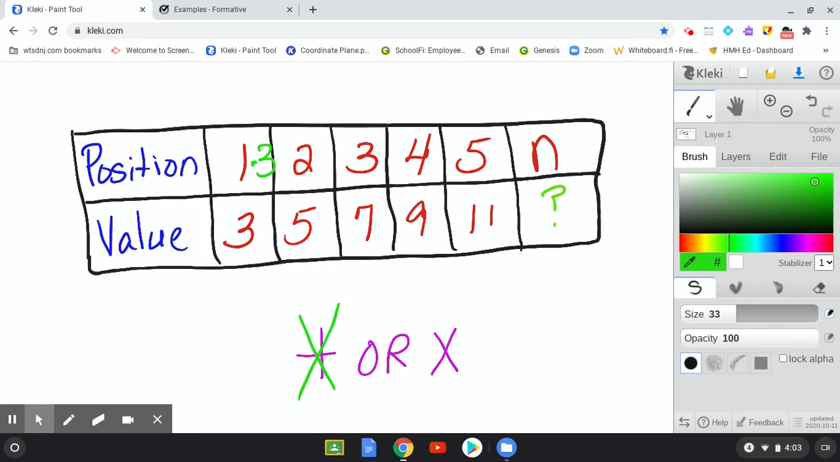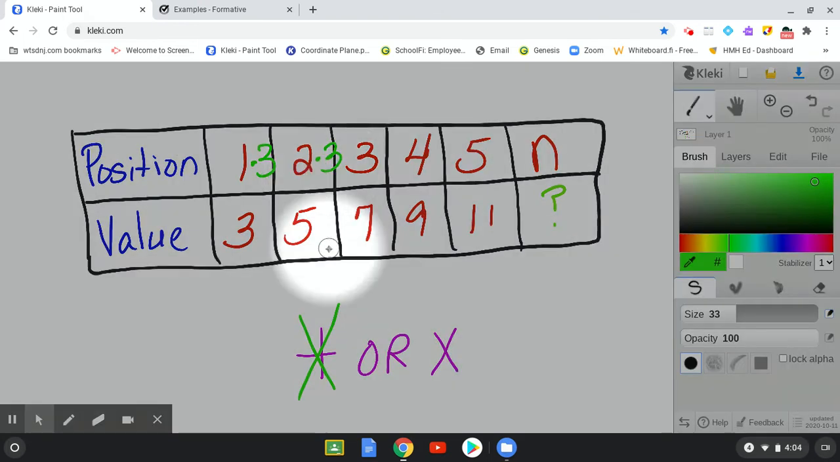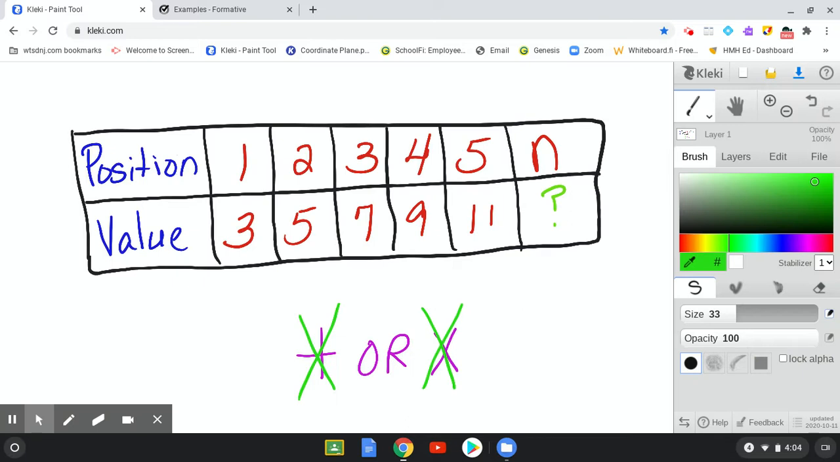Well, let's see. Is 2 times 3 equal to 5? 2 times 3 does not equal 5. So we tried addition. It did not work. And now we tried multiplication, and that did not work either. So if you try both operations and it does not work out, what that's telling you is that it's a two-step algebraic expression. So watch what I do.